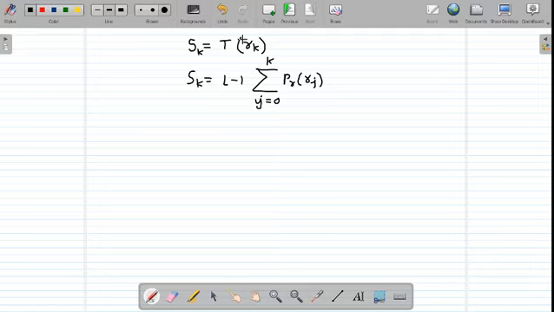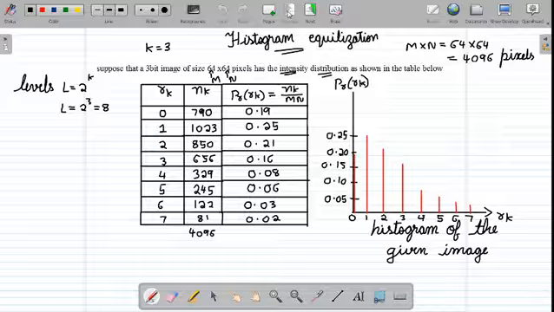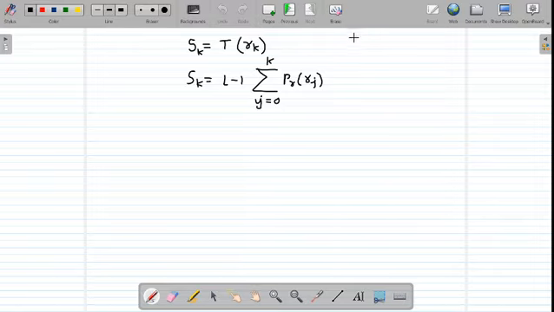Here the value of L is 8, so L equals 8. So there are 8 levels, 0 to 7. The output also will have 8 levels, that is 0 to 7. We need to calculate for all the 8 levels. So let us start with S naught. S naught equals L minus 1, which is 8 minus 1, that is 7.